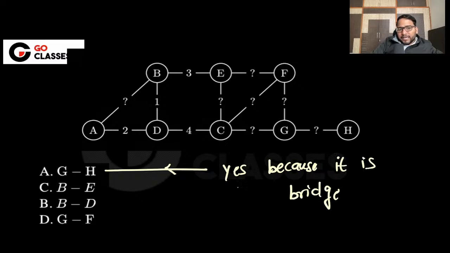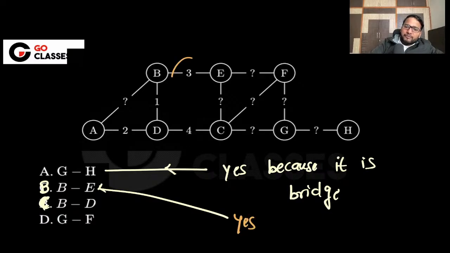Is BE a part of the MST? Can you be 100% sure that BE is a part of the MST? This is A, B, C, D. Tell me. Yes. Why? Can anyone tell me how you can guarantee that BE is a part of every MST? Because there is a cut and this cut is having BE as the minimum. Yes, because of the cut property.